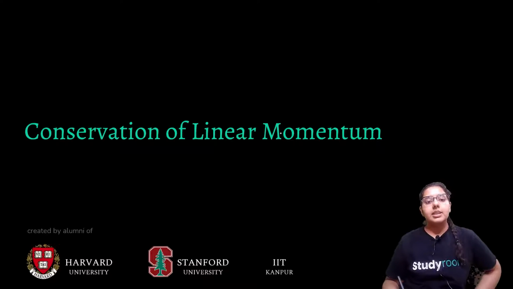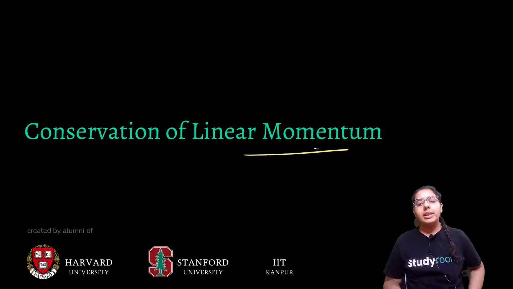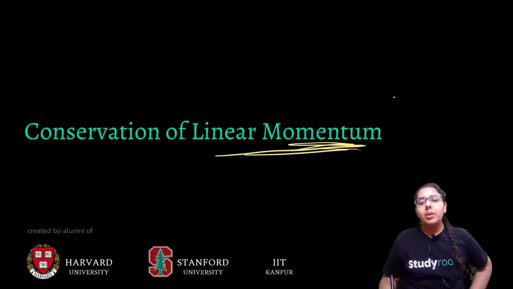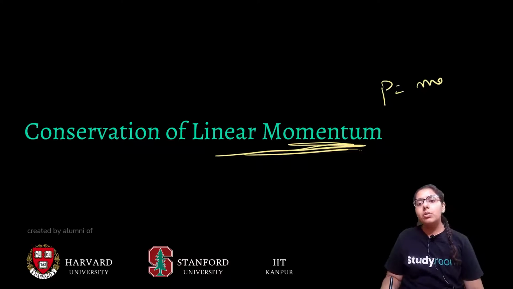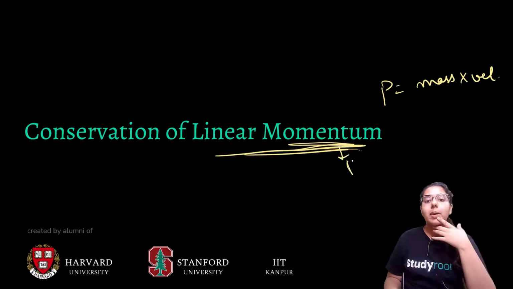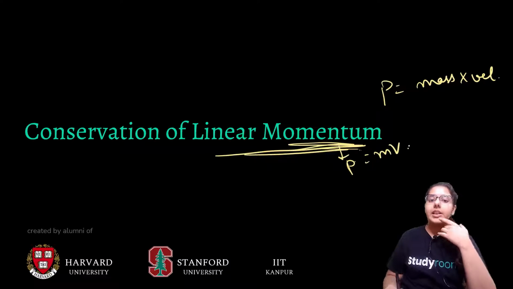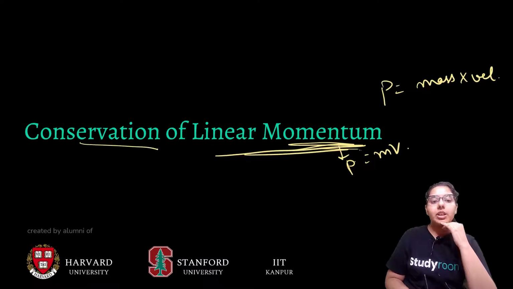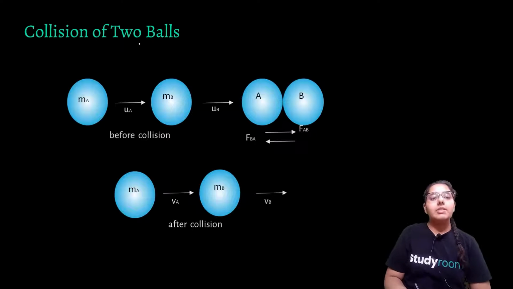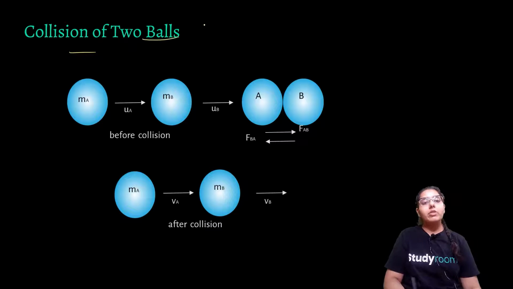So let's consider the conservation of linear momentum. Let's know about this. So what was momentum? Your P. P was your mass into velocity, or m into v. Momentum was denoted by P and it was mv. So let's know about the conservation of linear momentum. Okay, so we will analyze it with the help of the collision of two balls.